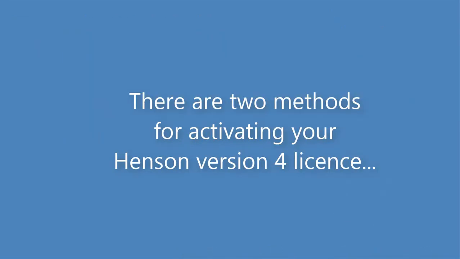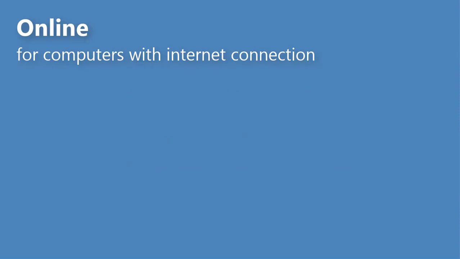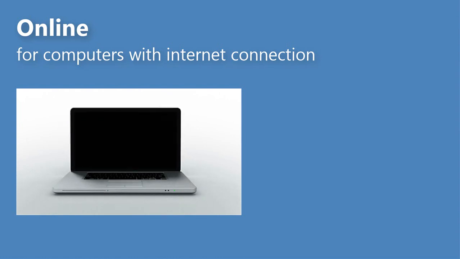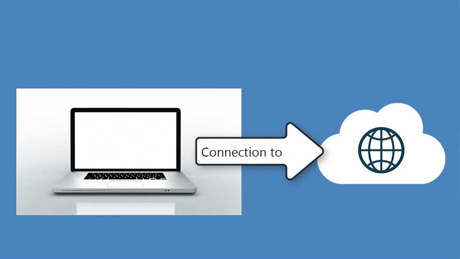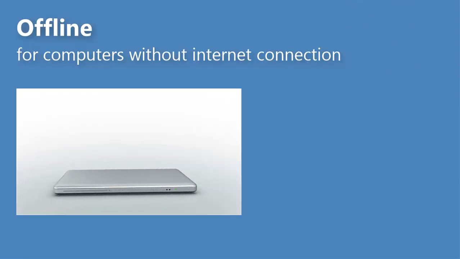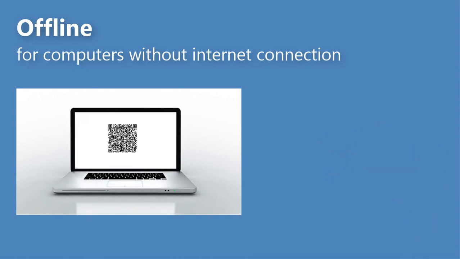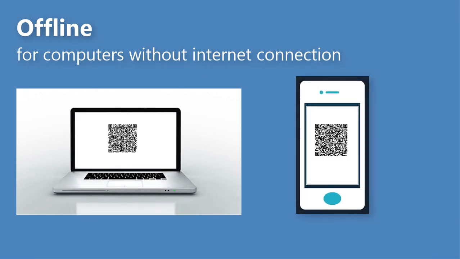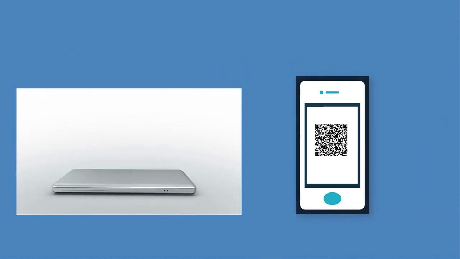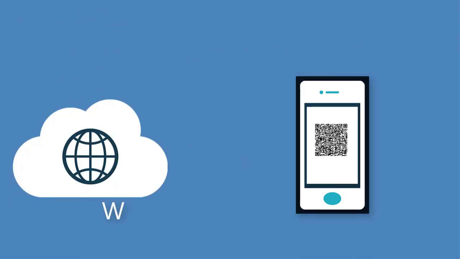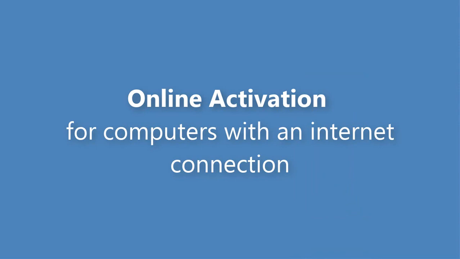There are two methods for activating your Henson version 4 license. Online, for computers with internet connection. And offline, for computers without internet connection. Online activation.